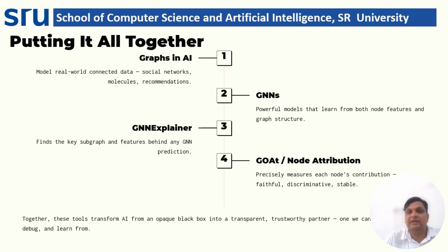Let's bring it all together. Graph models connected data. GNN learns from those connections. GNN Explainer shows the key subgraph. Node attribution shows individual contributions. So together they turn AI into something that we can understand and trust.